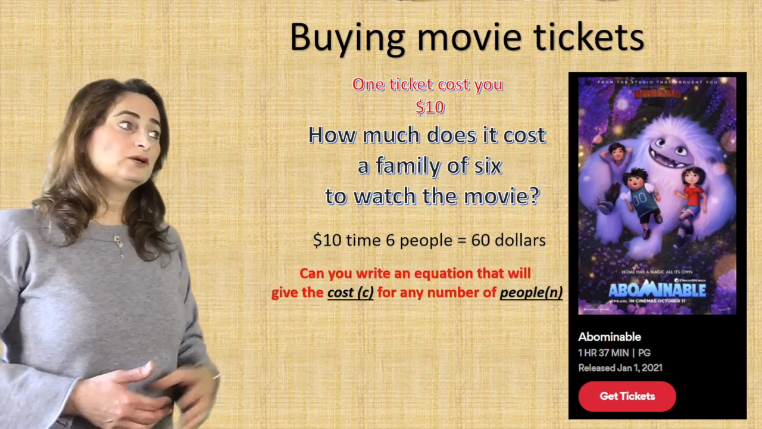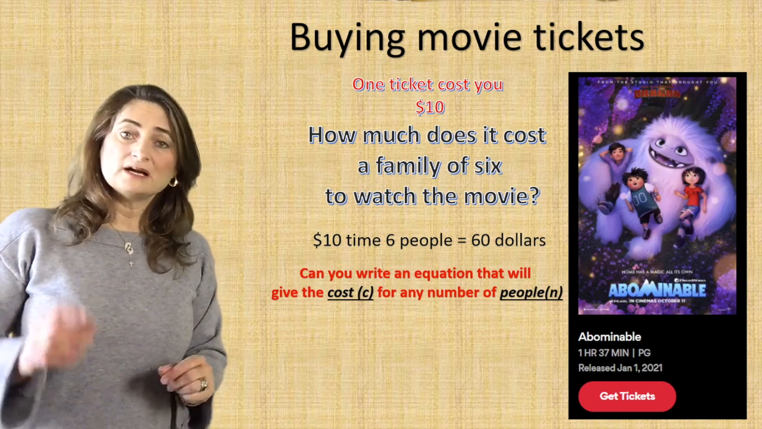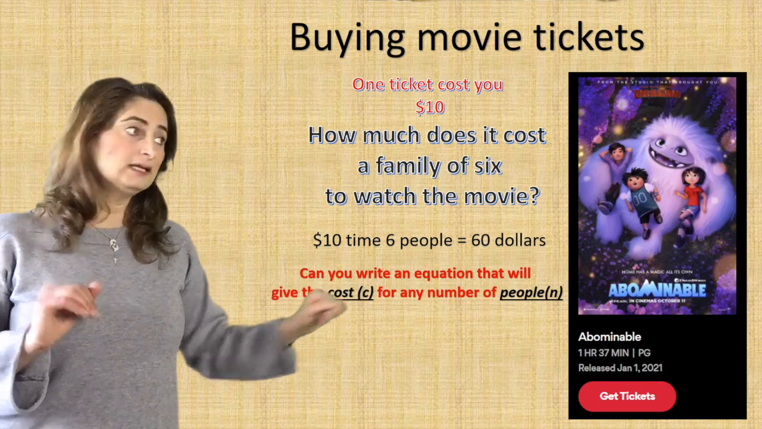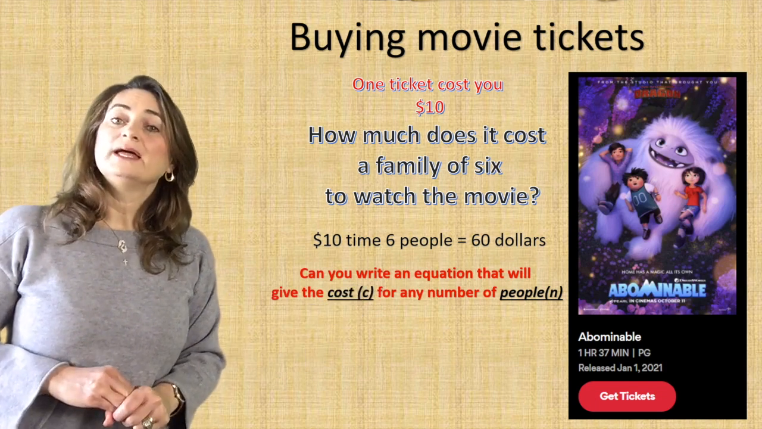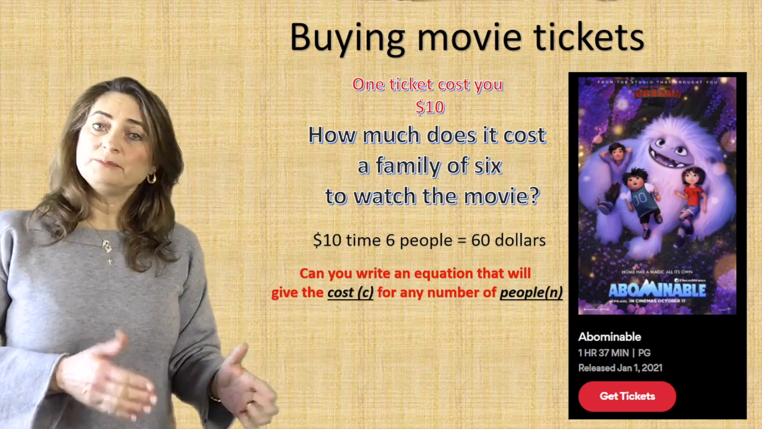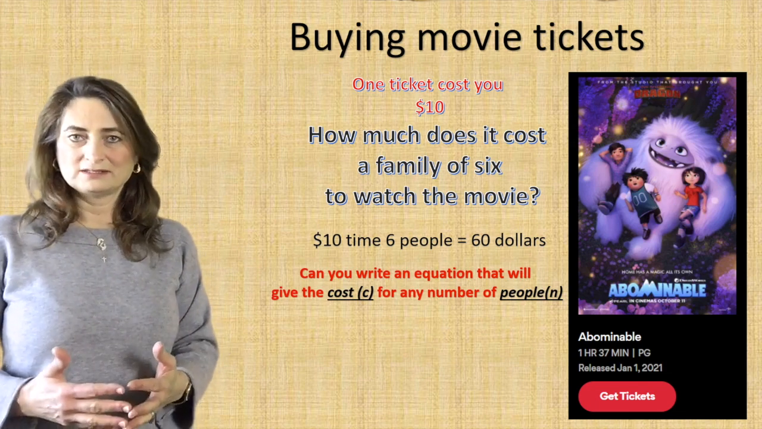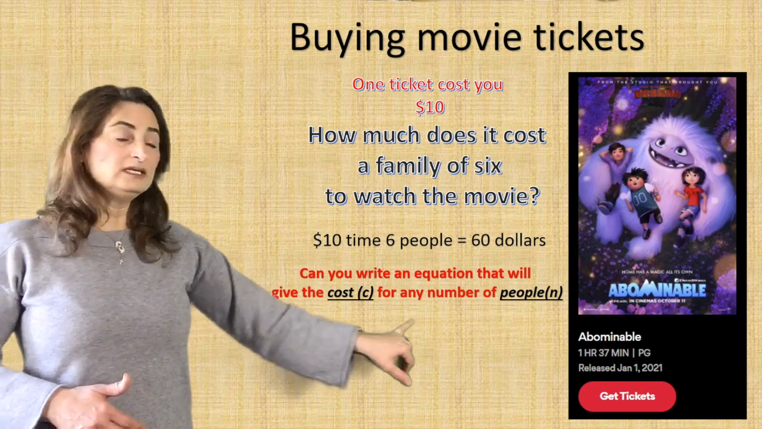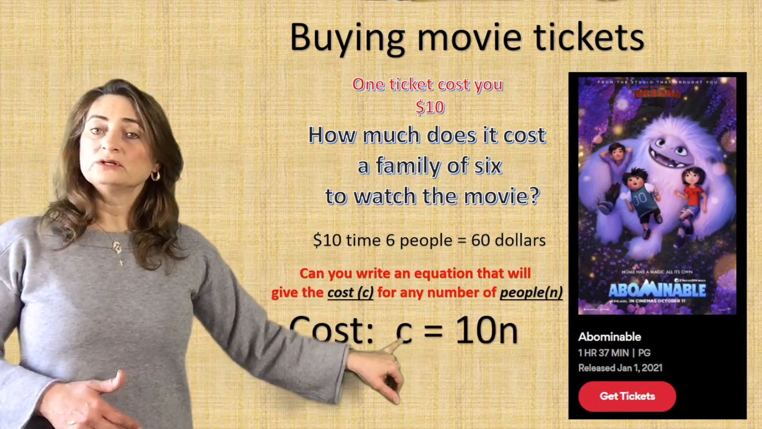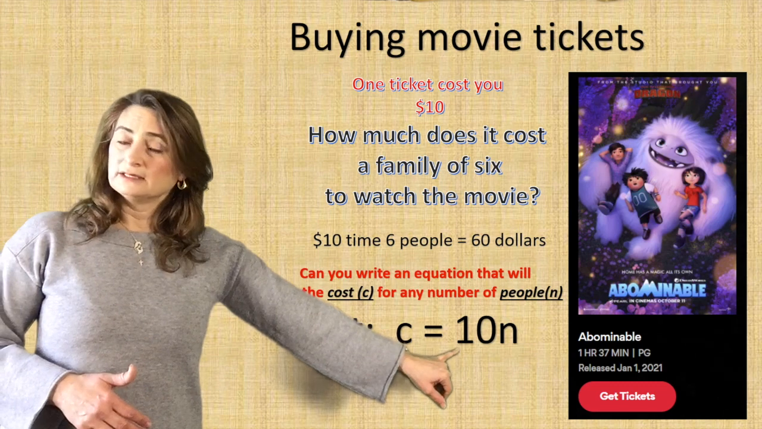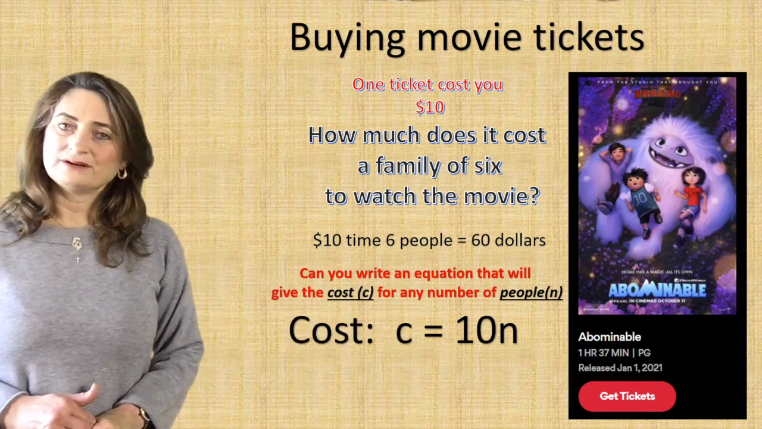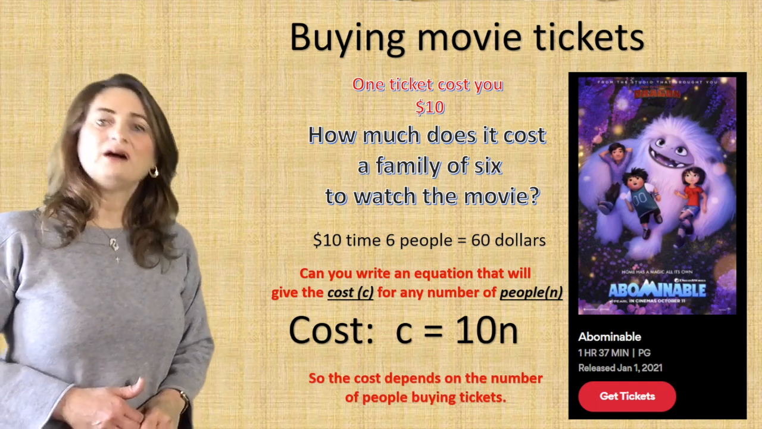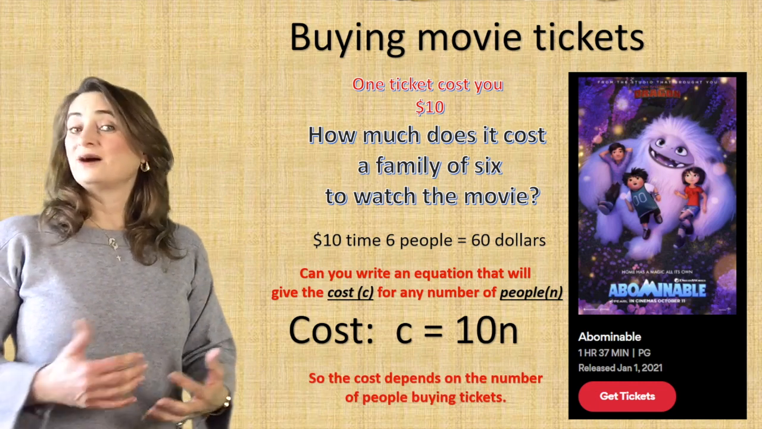So can you write an equation that gives the cost, but this time we're not using x and y, we're using the cost C for any number of people n. So n represents the number of people and C represents the cost. Can we write the equation using C and n? So C equals 10n. The total cost equals the cost per ticket times the number of people. So the cost depends on the number of people watching that movie.